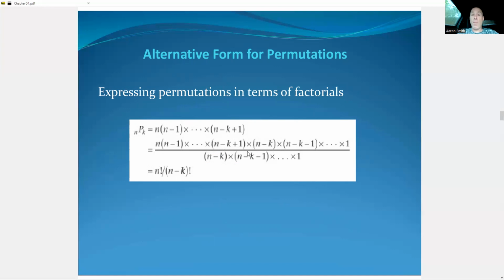Now, notice if you're doing it by hand, you're going to have a lot of things cancel in this fraction. A lot of things will cancel. Here, the n minus k cancels with n minus k. N minus k minus 1 cancels with n minus k minus 1. So on down the list, all the way to 1. And only these items will be left.